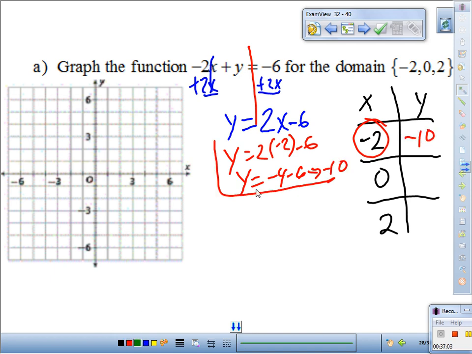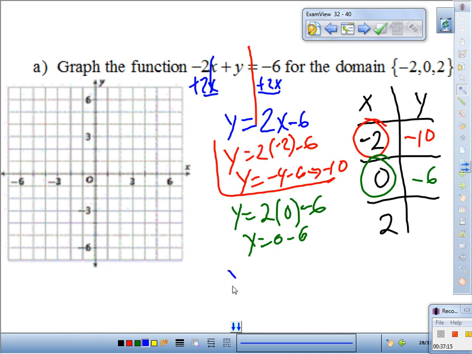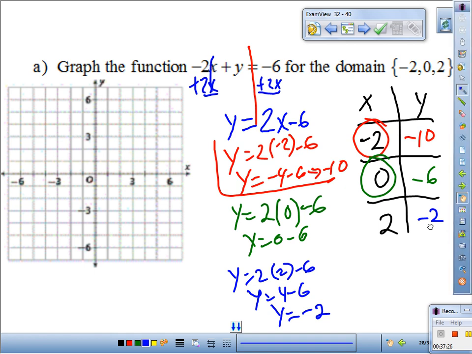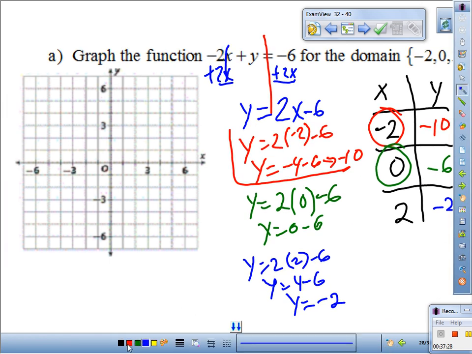Let me finish this one up. Next one. Y equals 2 times 0, because that's the next value, minus 6. What is y equals 0 minus 6? So that is negative 6. And lastly, y equals 2 times 2 minus 6. Y equals 4 minus 6. So y equals negative 2. Let's graph this. Negative 2, negative 10, 7, 8, 9, 10. 0, negative 6. And 2, negative 2.